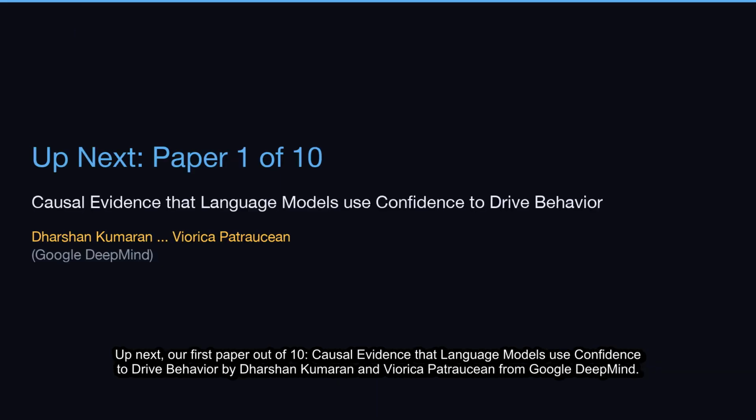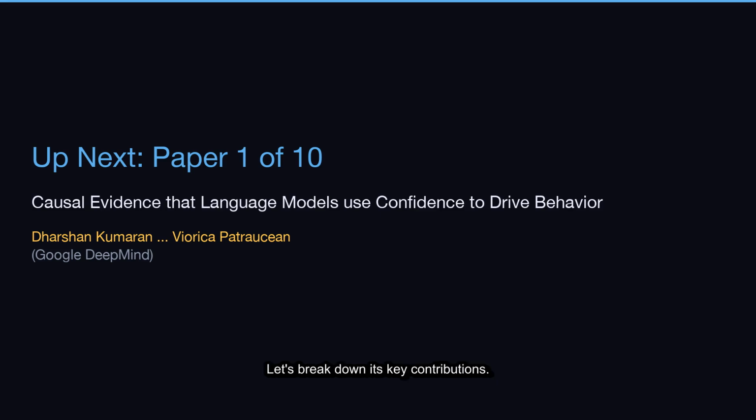Up next, our first paper out of 10, Causal Evidence that Language Models Use Confidence to Drive Behavior by Darshan Kumaran and Viorka Petrosyan from Google DeepMind. Let's break down its key contributions.